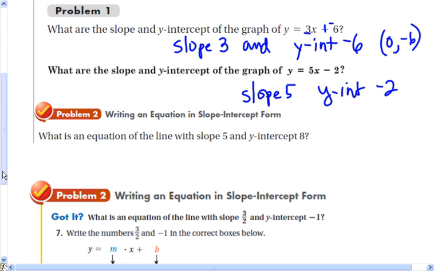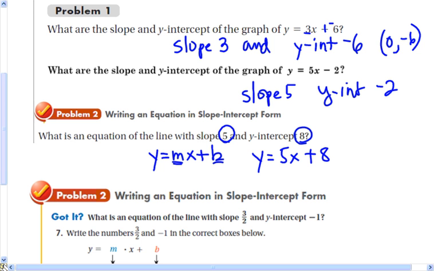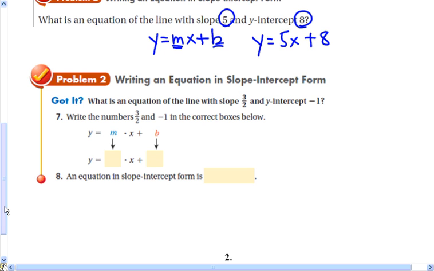Okay? So now if we want to write an equation where we know that the slope is 5 and the y-intercept is 8, all we have to do is substitute those for the right values here. That's our slope. That's our y-intercept. So we're going to write y equals 5x plus, and then all we need is our y-intercept, which is 8. And that's the equation. All right. Go ahead and do problem 2 on your own. You can check back for the answer.